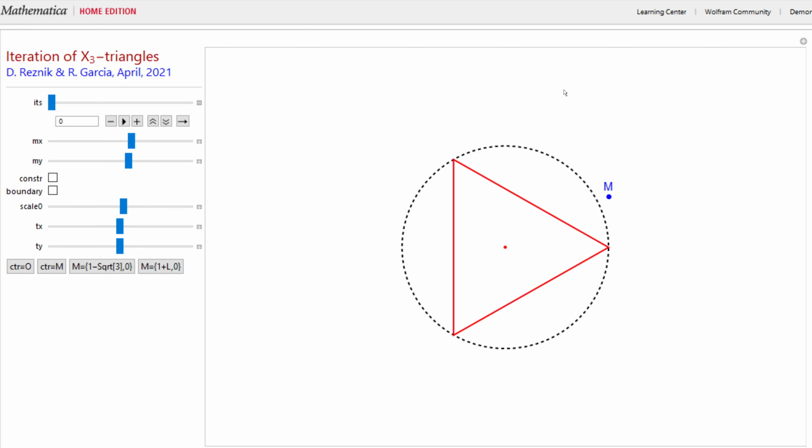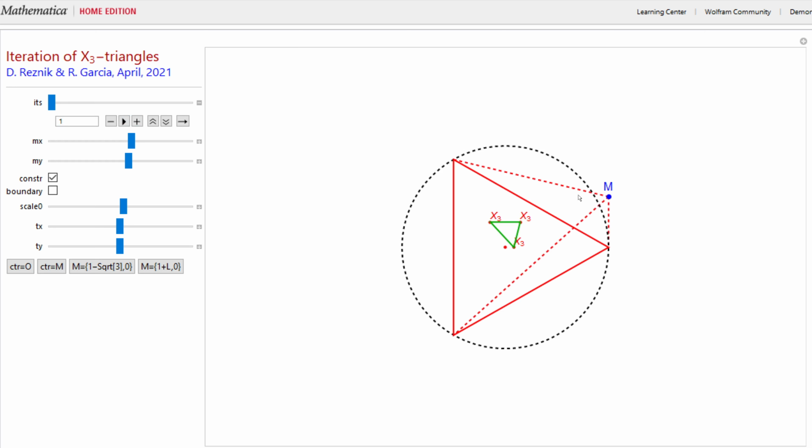Okay, so we're going to start with an equilateral triangle and a point M on its plane. This dashed black circle represents the circumcircle of the equilateral. And I'm going to now draw 3 lines from M to each one of the vertices of this equilateral, like so. So I'm going to draw a line from M to this vertex, to this one, and to this one.